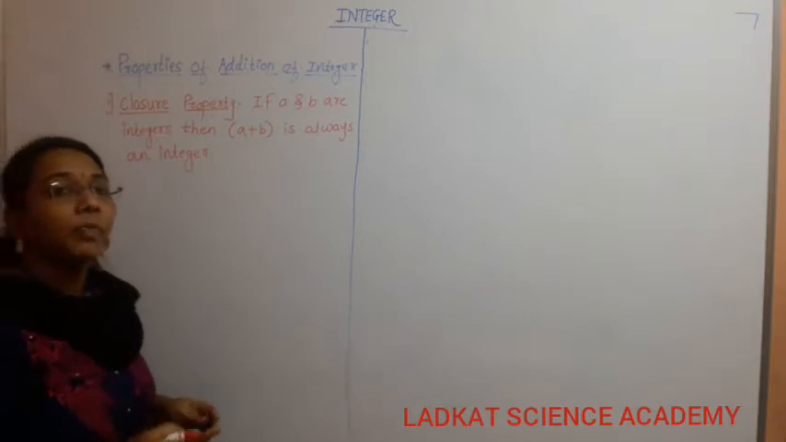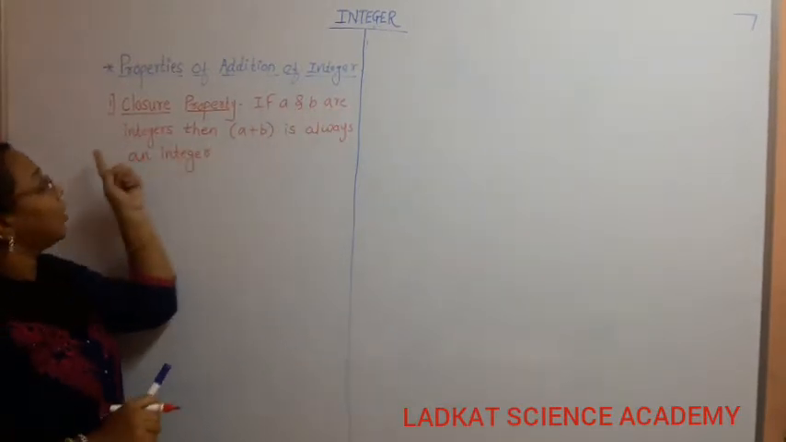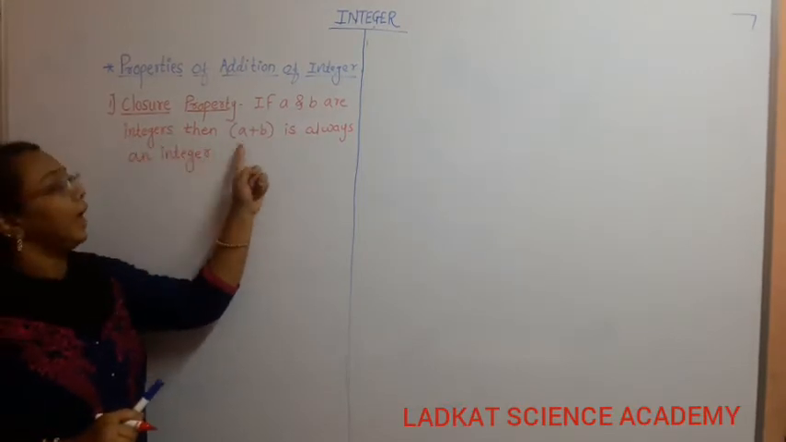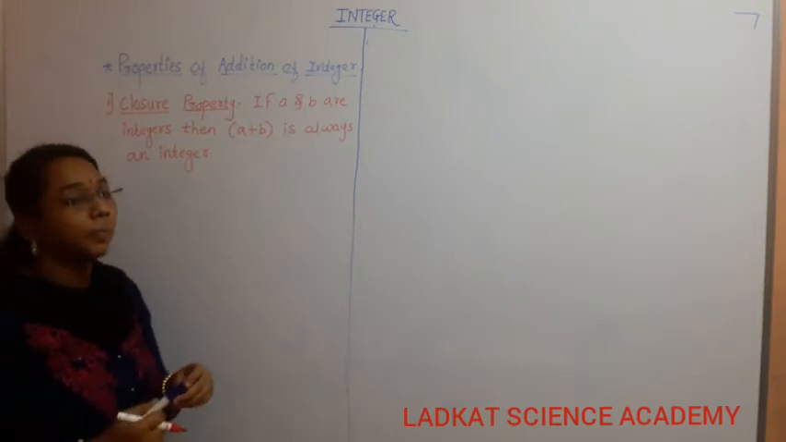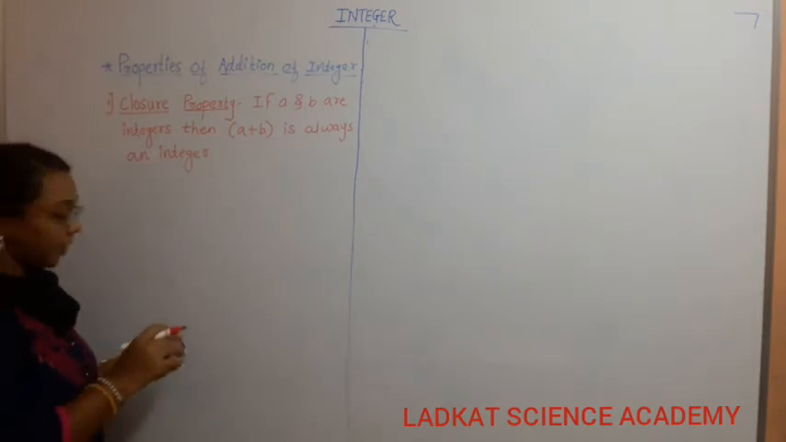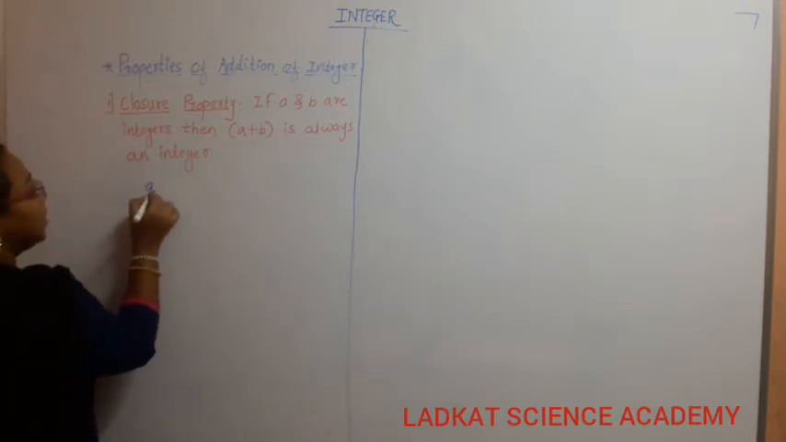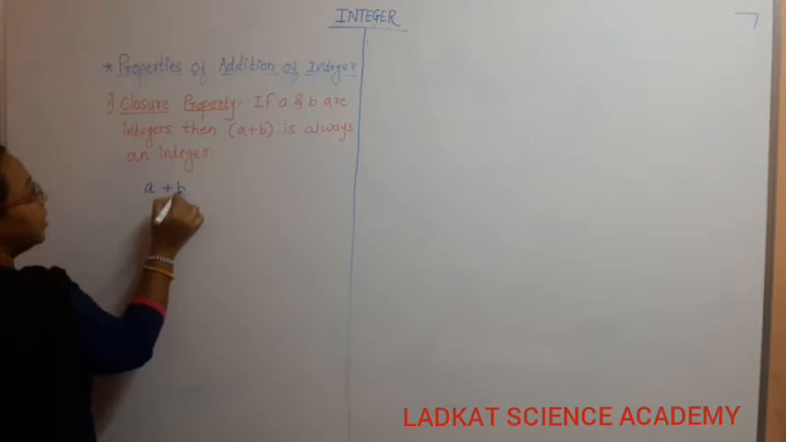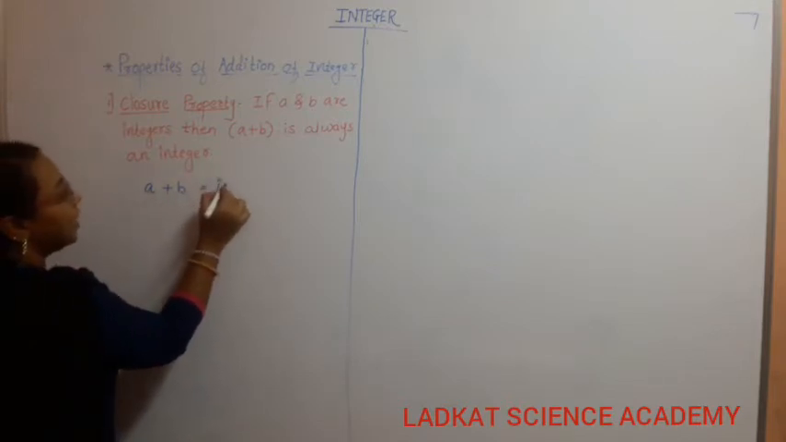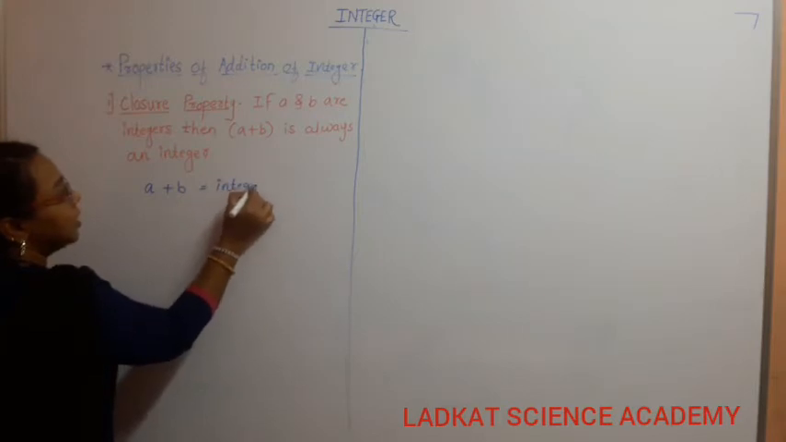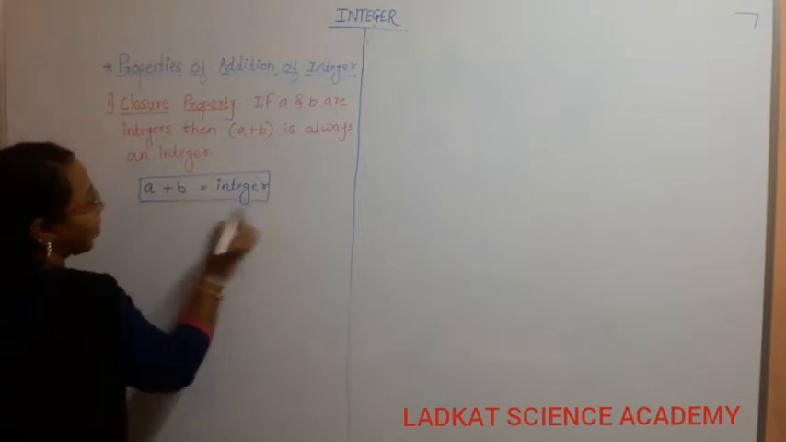What is the statement of closure property here? If A and B are two integers, then A plus B is always an integer. This is the statement of closure property. We will see the general formula for the closure property. If A and B are the two integers, then the addition of these two integers is always an integer only. This is the general formula for the closure property.